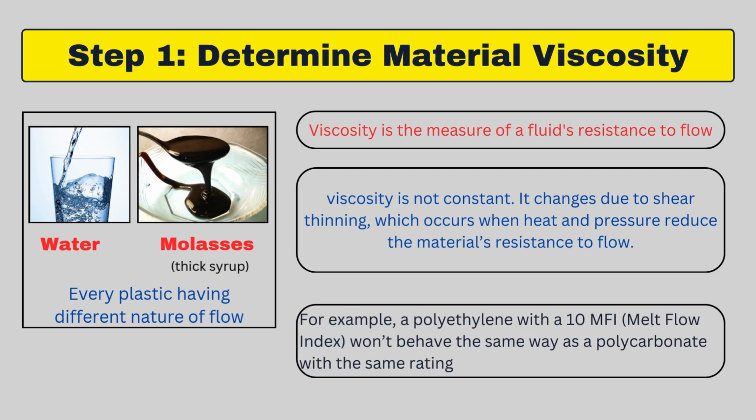For example, you can see the polyethylene with 10 MFI. MFI is nothing but the melt flow index. Polyethylene will not behave like a polycarbonate during the flow. So there is a different flow for different materials. If you are unsure about the viscosity of the material, then you can reach out to an experienced person or you can check the material data sheet to understand the material viscosity. This is very important to select the size of the gate, runner and sprue.